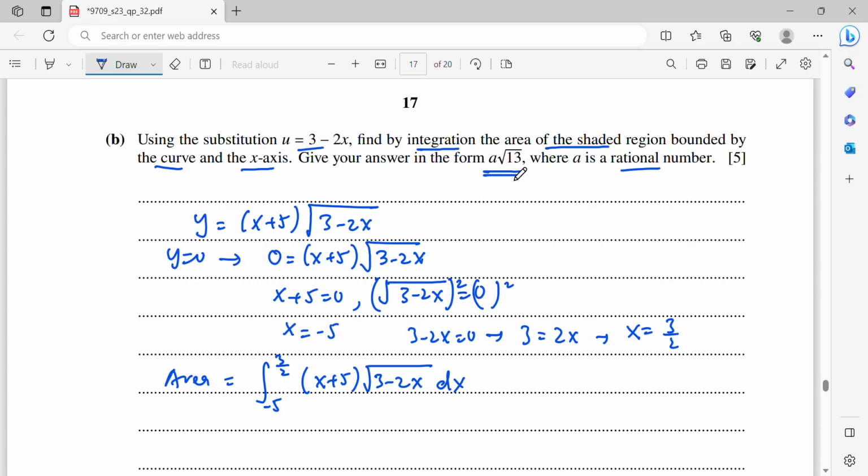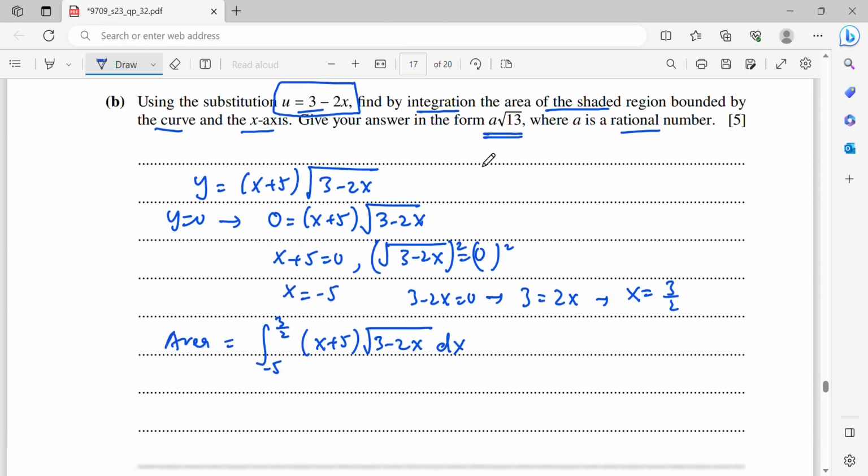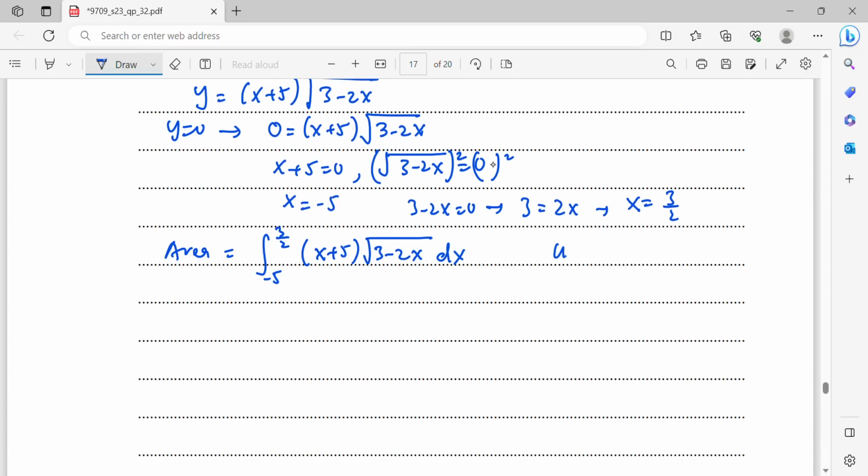Okay, now the question mentions using the substitution u equals 3 minus 2x. So I need to let u equal 3 minus 2x. That means this is going to be u. Then I need to change my dx. So du over dx is negative 2, so now my dx is negative half du.